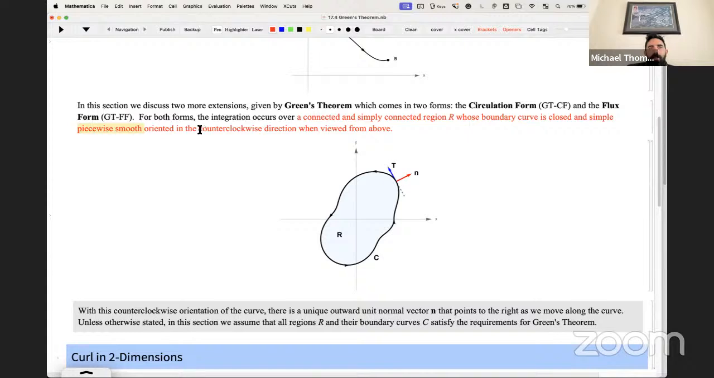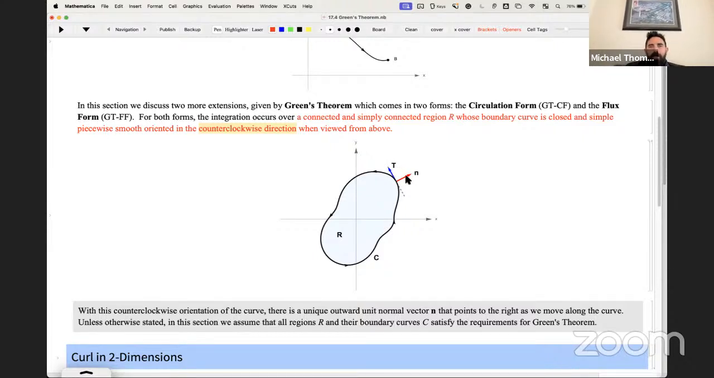And it has to be, this is important, it has to be oriented in the counterclockwise direction when it's viewed from above. So if you look at the curve, the boundary of this region R, you can see that it's rotating in this counterclockwise direction. That's important. It has to be oriented in that direction. The reason for that is because of this vector n. You know, t always points in the direction of movement, so there's no problem with t.